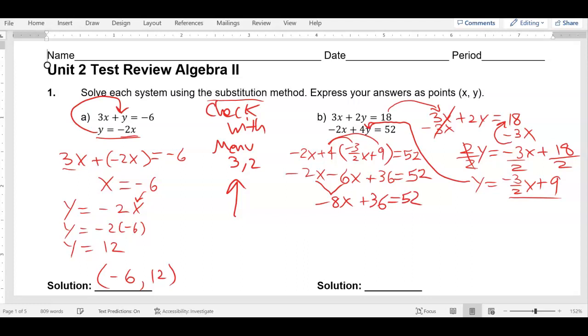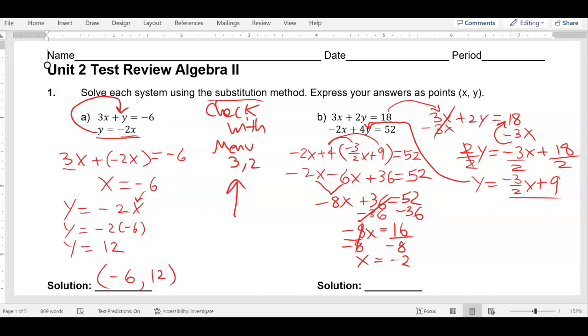Then I need to get rid of the loner, 36, so I subtract 36. That gives me negative 8x equals 16. And then divide by negative 8. Divide by negative 8. All that work to get x equals negative 2, and we're not even done because that's just x.